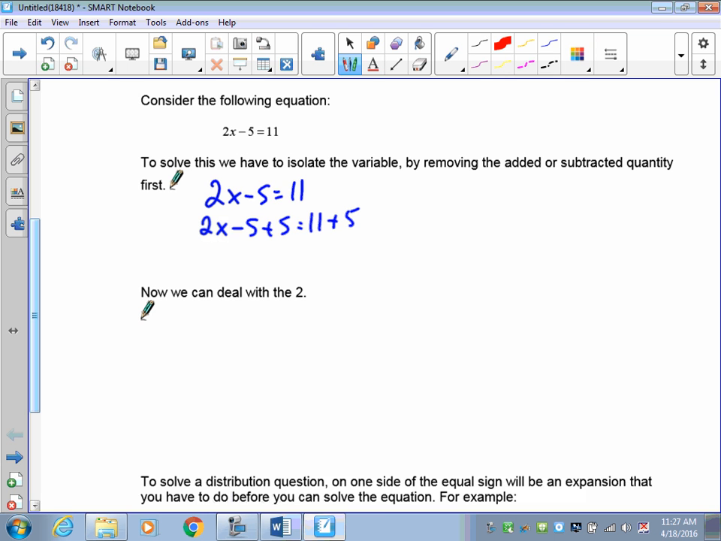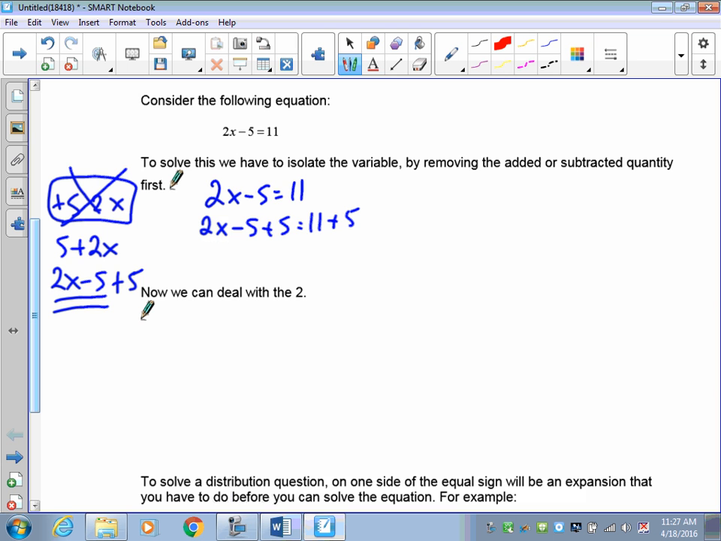Notice I always put the positive 5 after I've done stuff. I don't go positive 5 2x, because that causes problems. That's a 52x. That's not 5 plus 2. You'd have to go this way in order to make it correct. So don't do this. Just take the 2x minus 5 and add the 5 after that. This is what the tiles would be.